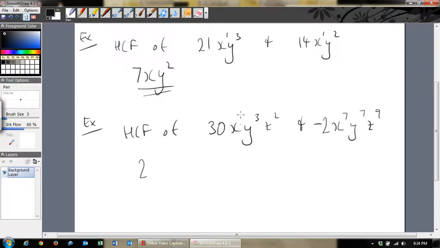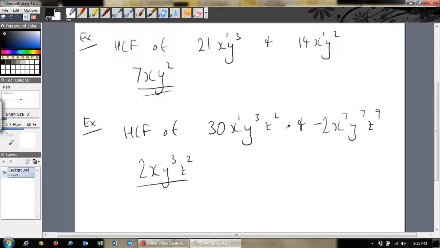Let's look at the x's. There's x to the power 1 there and x to the power 7. What's the lowest power that goes into both of those? Well, it would be x to the power 1, or just x. Then we've got a y cubed here and a y to the power 7, so take your lowest power that goes into both, which is y cubed, and then a z squared and a z^9, so your lowest power there is z squared. And so that is your highest common factor that goes into both of those.